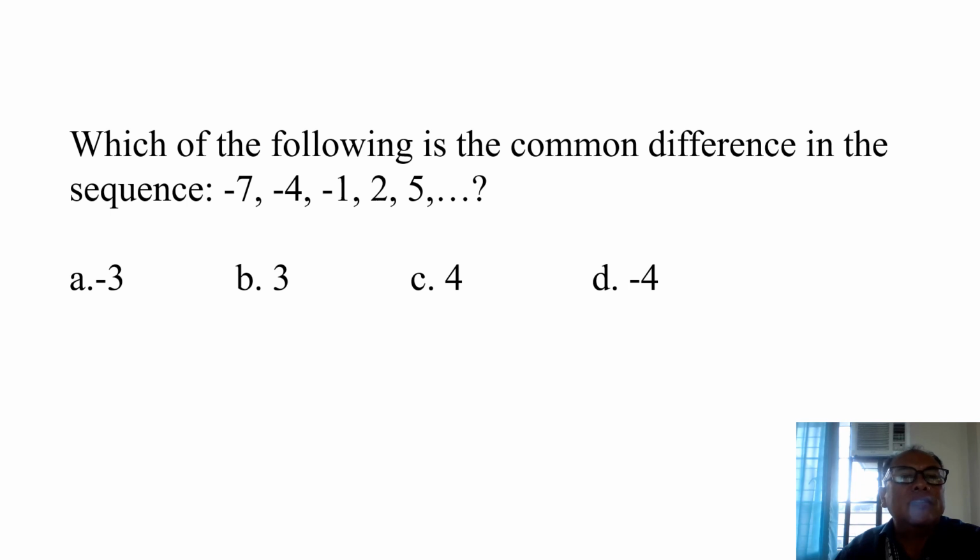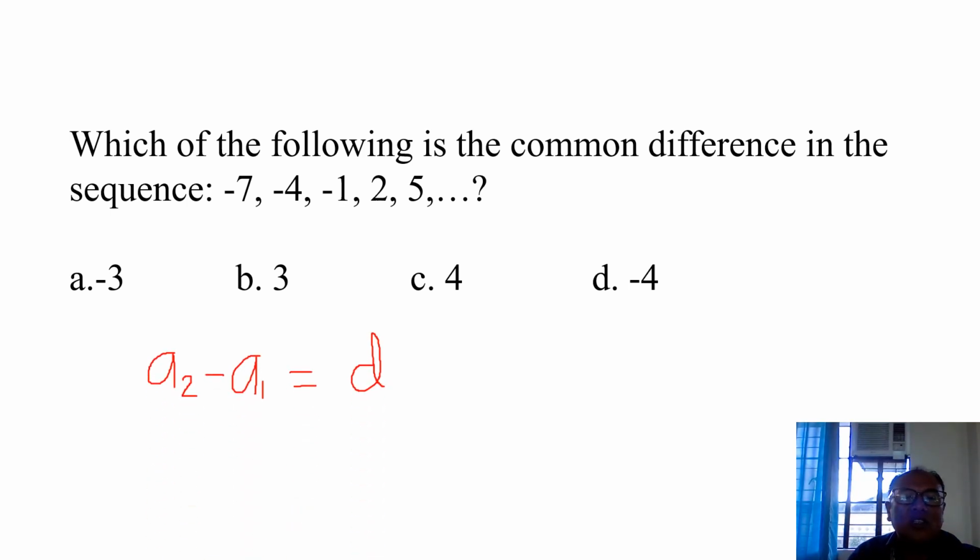So for number 1, the problem is this: which of the following is the common difference in the sequence -7, -4, -1, 2, 5, and so forth? Since this is all about arithmetic sequence, we're going to subtract the second term minus the first term to get the common difference. So we have A2 minus A1 is equal to D, which stands for the common difference.